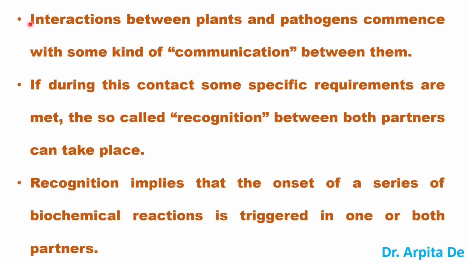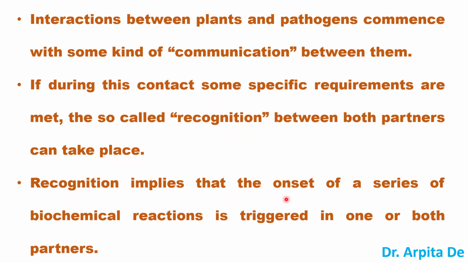So, coming to the point, interactions between plants and pathogens commence with some kind of communication between them. If during this contact some specific requirements are met, the so-called recognition between both partners can take place. There has to be a certain type of requirement that has to be met. Otherwise, there is no recognition between both partners. This cannot happen until and unless some specific requirements are met.